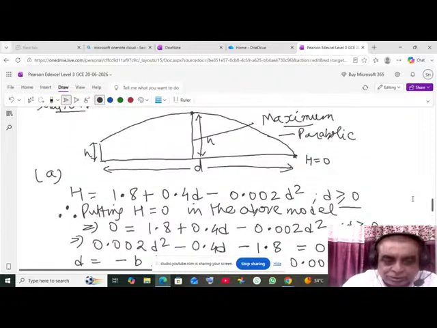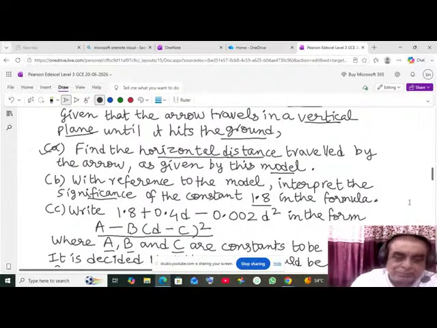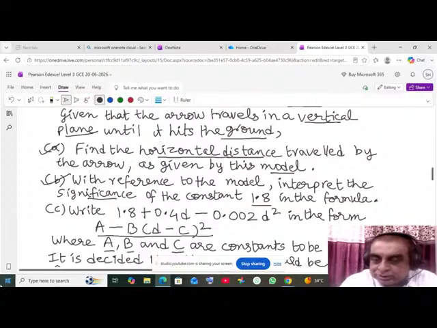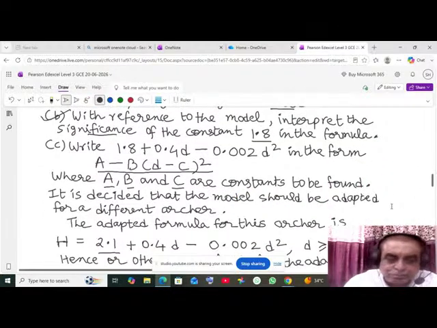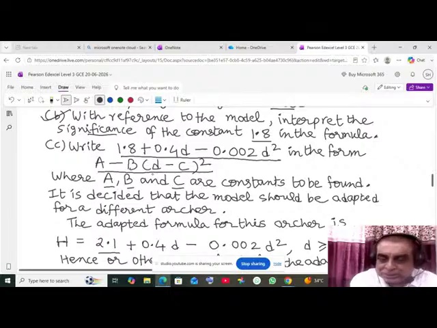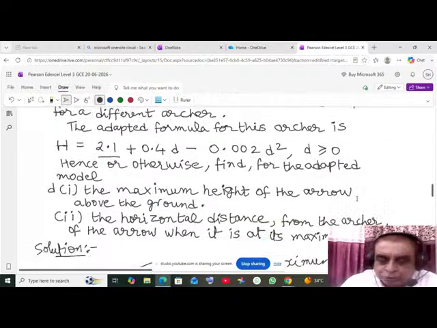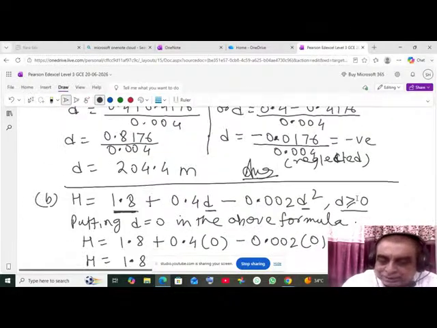Now we are moving to the C part. We have completed the B part. Now what is the C part saying? Write 1.8 plus 0.4d minus 0.002d squared in this form of expression: a minus b times d minus c whole squared. Here the d is the same d which is given in the formula, and a, b, and c are some constants. So we have to change the given formula in that form.